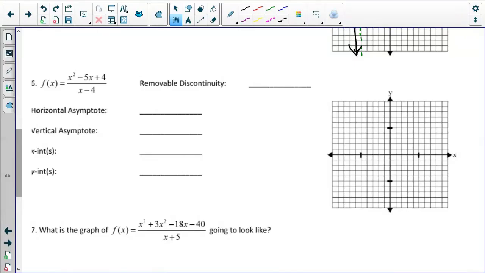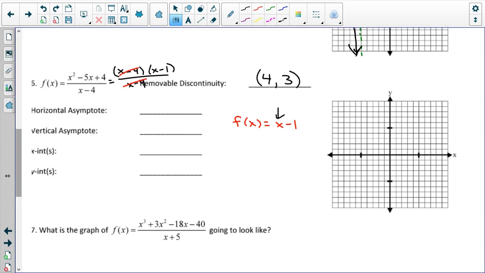Problem 6, if I factor the numerator, I end up with x minus 4 times x minus 1 over x minus 4. So notice the x minus 4's cancel. So I end up with f of x equals x minus 1. Well, that kind of looks like a line. It actually is exactly a line. The only difference is at x equals 4, I have a hole. So I have a removable discontinuity at 4 comma 3.